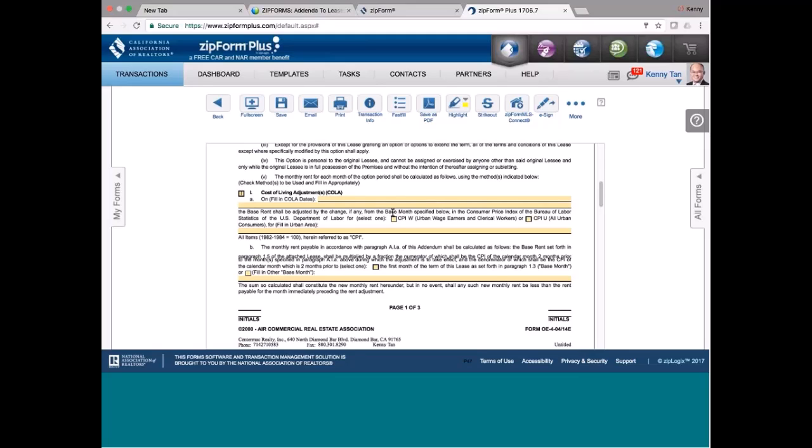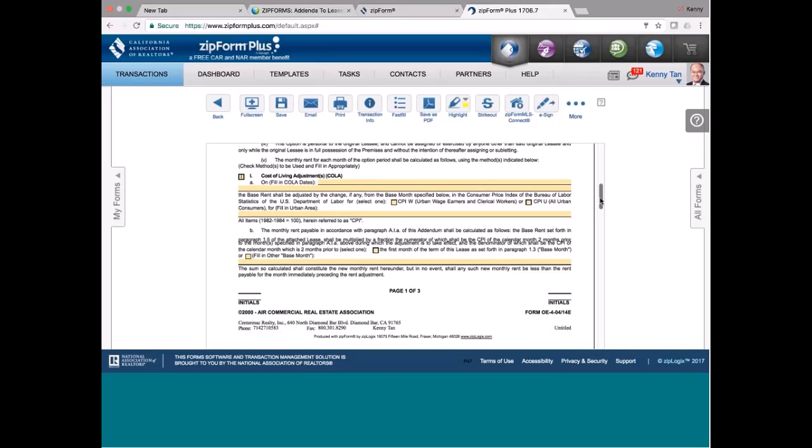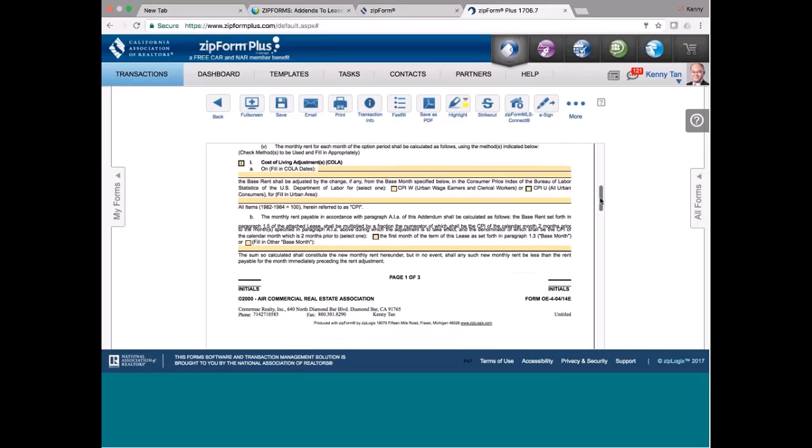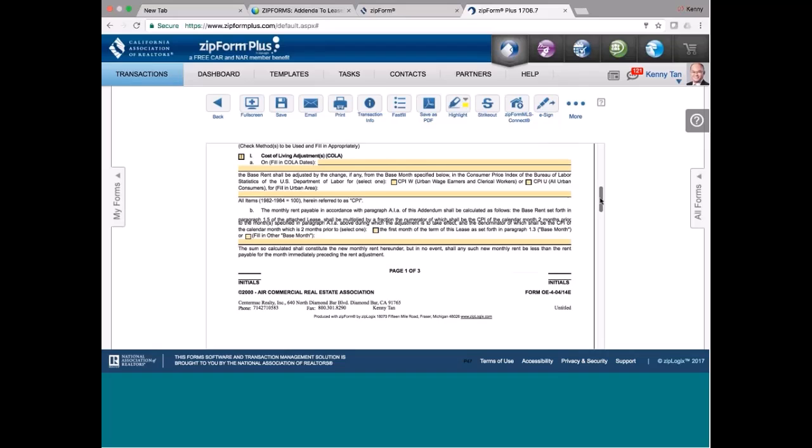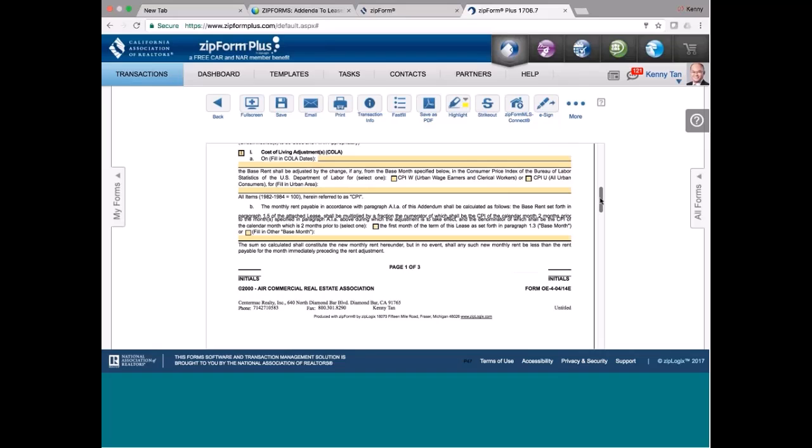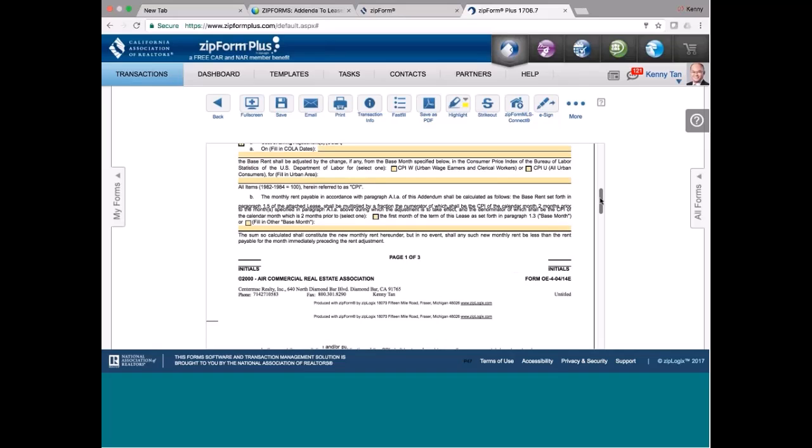Let's see here, CPI. You've got the CPI-W, urban wage earners and clerical workers, and then CPI-U, all urban consumers. That's something that you have to look up online and then decide which one is better for your landlord. Usually we just simply say CPI, but apparently there's a difference between CPI-U and CPI-W. And then on your option, you usually want to indicate the base month.